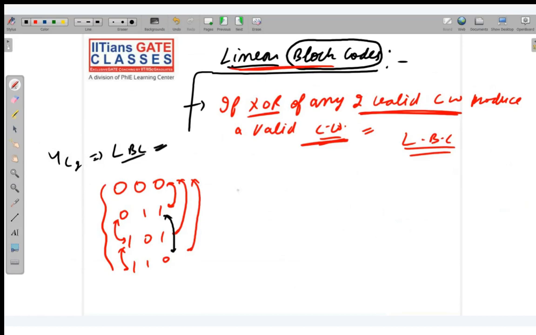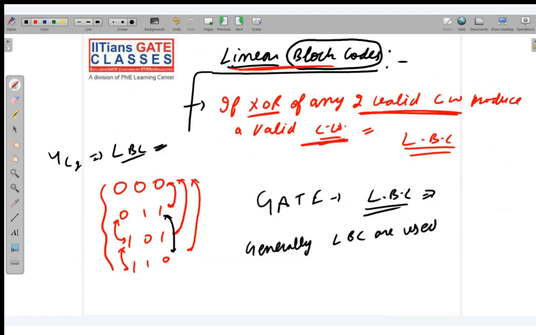Now, what is the advantage of linear block code? If in the GATE exam they say that it is an example of linear block codes, and generally you will get linear block codes only. For error detection and correction, linear block codes are used only, because non-linear block codes are very difficult to handle. We need a lot of mathematics, so generally LBC are used, because NLBC, non-linear block codes, are very difficult to handle. So we will not study them, we will study LBC only.